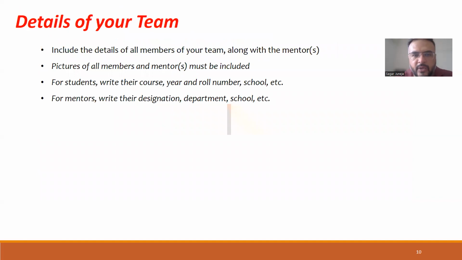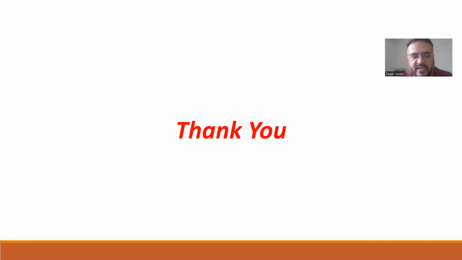Now, in this slide, you can include the details of your team with their pictures. That is a must. So when you're writing the details of the student team members, write which course they are in, let us say computer science engineering, electronics and communication engineering, their roll number, which year they are studying in, and what is their school, like Chitkara University Institute of Engineering and Technology, or maybe business school or some other school, right? Similarly, for the mentor, write their designation, assistant professor, associate professor, their department, and again their school, like business school or pharmacy or whatever, right? So this is it. Very straightforward thing.